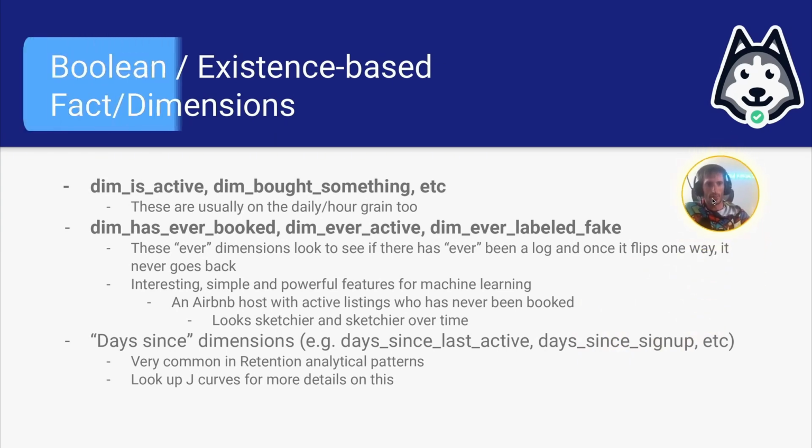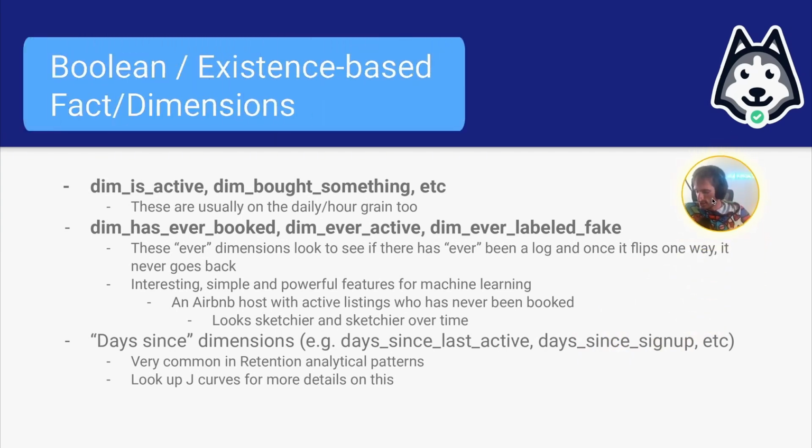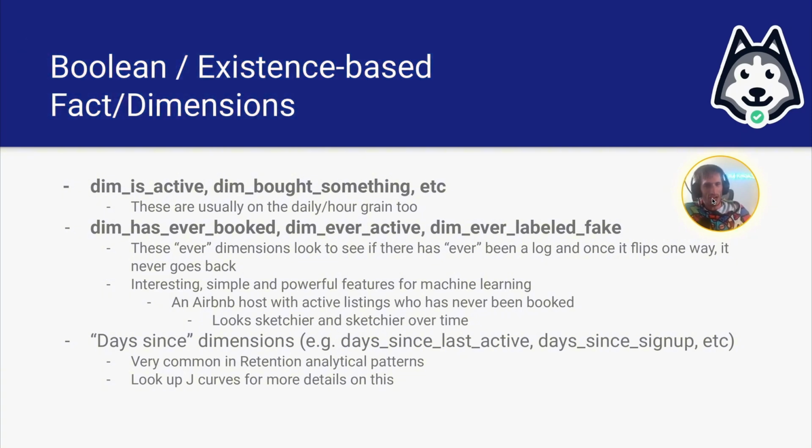Okay, let's talk a little bit more about these dimensions that are based on facts. We talked about dim is active, right? That makes sense. You also have dim bought something. Maybe they ever bought something, if they're someone on the website, and that's a dimension that's based on one event. That means they have not zero events in their fact purchases table or whatever. It's a roll up. You also have things like dim has ever booked. So these are great where it's like, did they ever show up? Were they ever labeled fake? That was dim ever labeled fake.